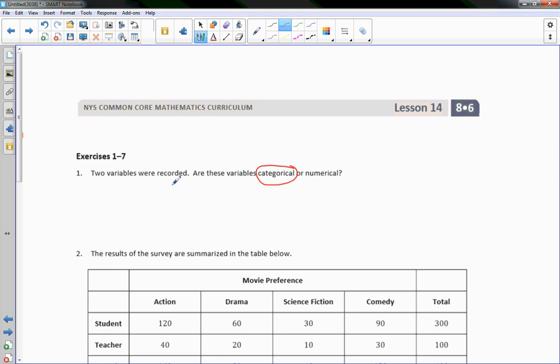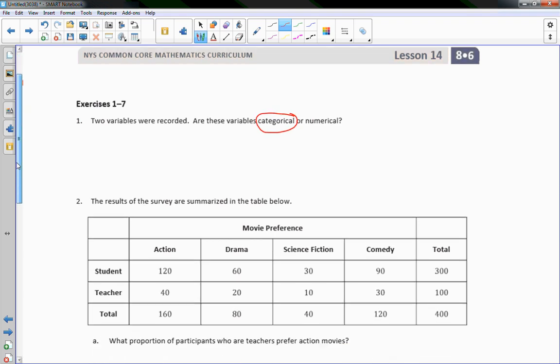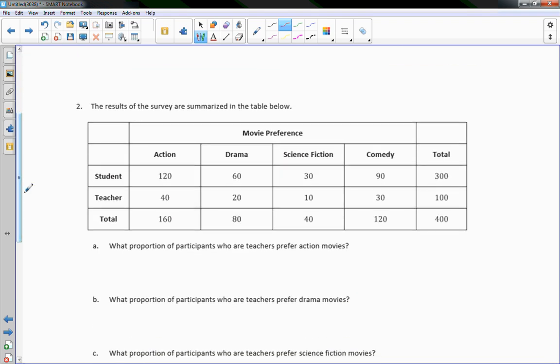They're not numerical. Numerical would be, how many texts do you send a week? And if you said 200, if your answer is a number, then that's numerical data. Number 2, the results of the survey are summarized in the table below. So here's all the information. So there's our total. They told us that 400 were surveyed. And now we see how it's broken down. There were 300 students, 100 teachers.